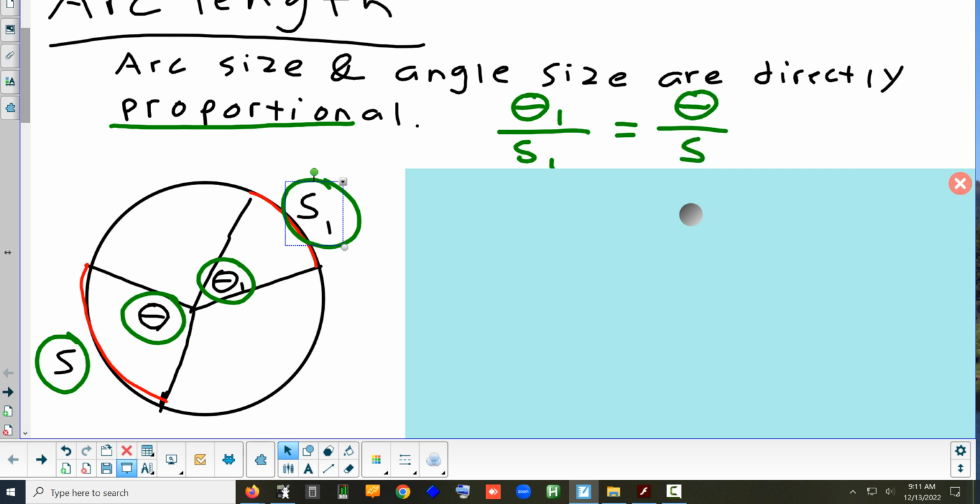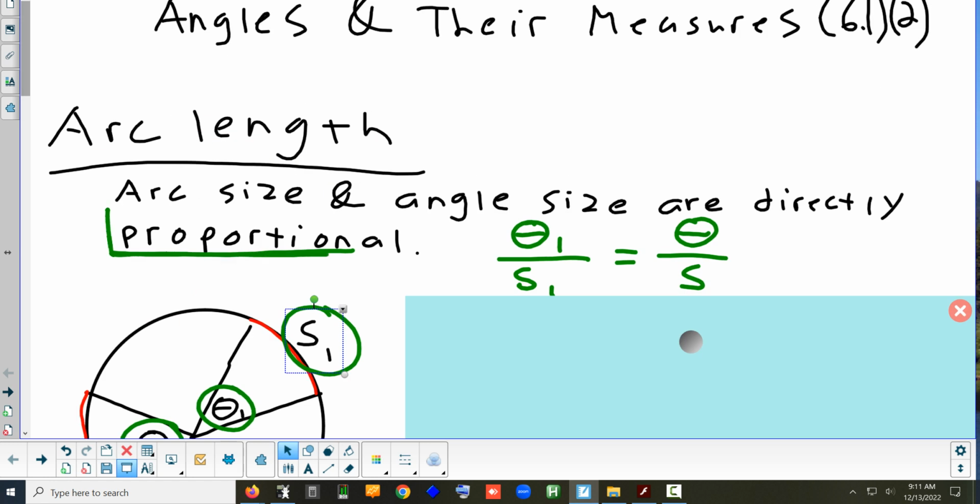Again, if you're saying, wait, why can you set up a proportion like that? Because arc size and angle size are proportional. If you make one twice as big, you make the other twice as big. That's why you can set up something like this.